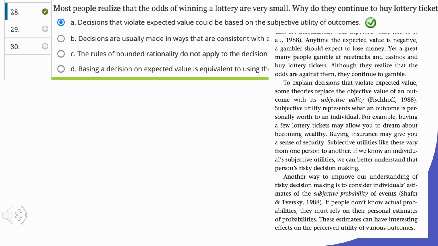From the textbook. Yet a great many people gamble at racetracks and casinos and buy lottery tickets. Although they realize that the odds are against them, they continue to gamble. To explain decisions that violate expected value, some theories replace the objective value of an outcome with its subjective utility. Subjective utility represents what an outcome is personally worth to an individual. For example, buying a few lottery tickets may allow you to dream about becoming wealthy. Buying insurance may give you a sense of security. Subjective utilities like these vary from one person to another. If we know an individual's subjective utilities, we can better understand that person's risky decision making.